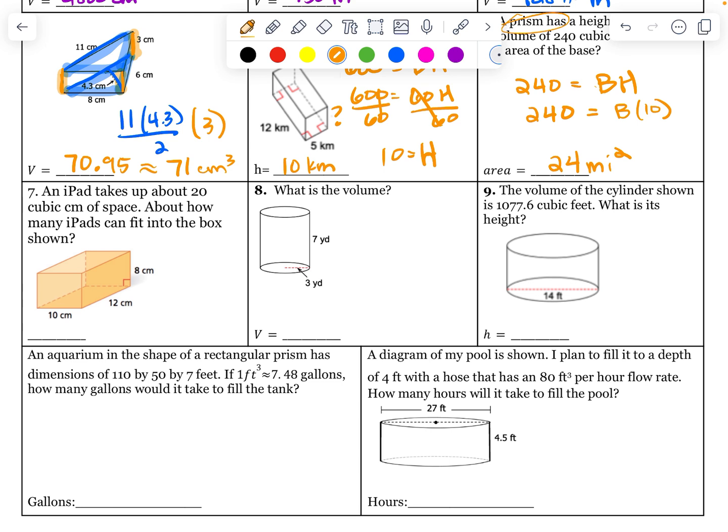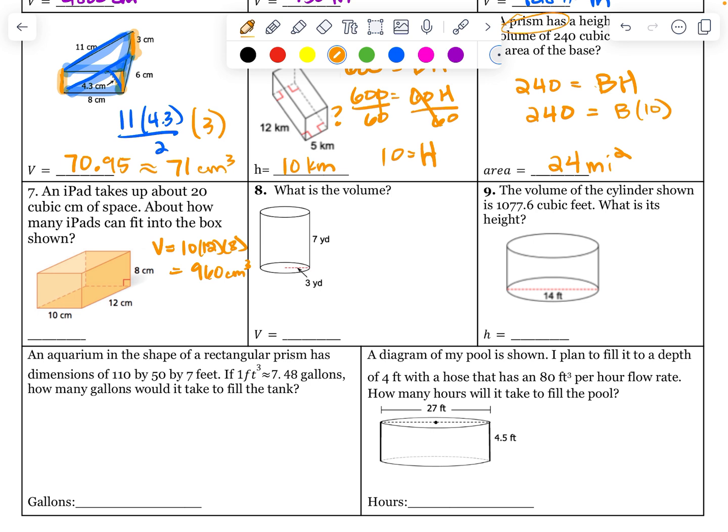An iPad takes up about 20 cubic centimeters of space. About how many iPads can fit in the box shown? Cool. So let's find the volume of this box. It's just going to be 10 by 12 by 8, which is 960 cubic centimeters.